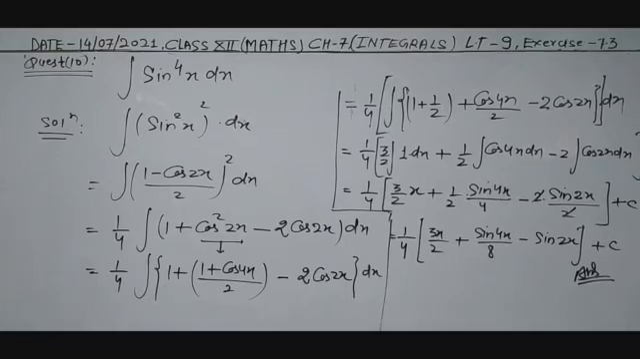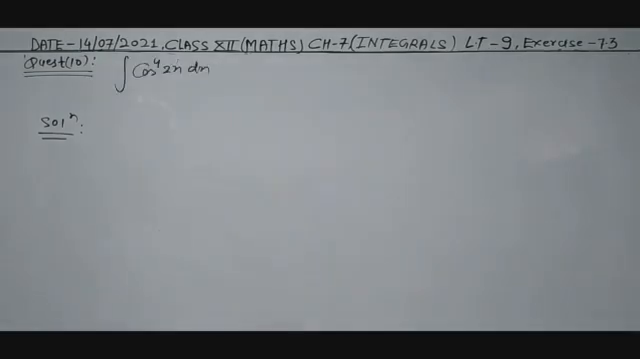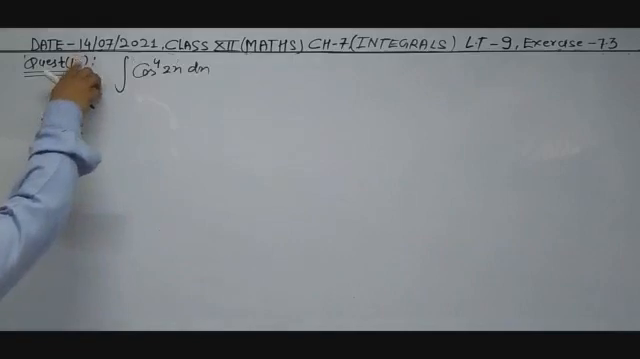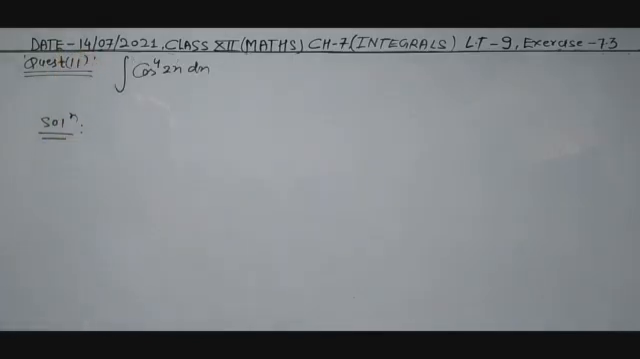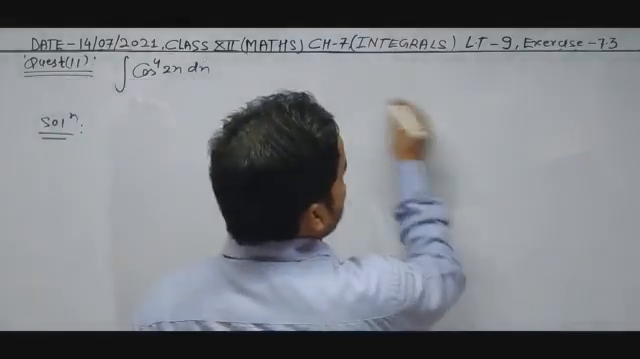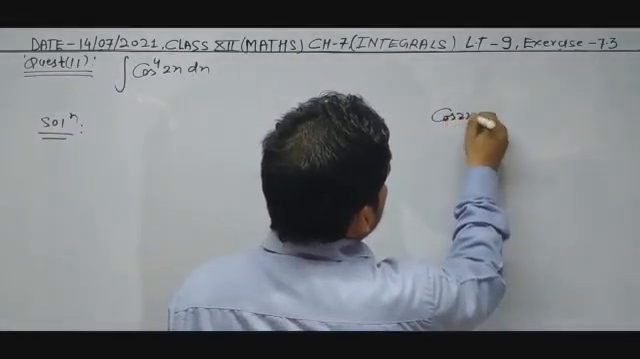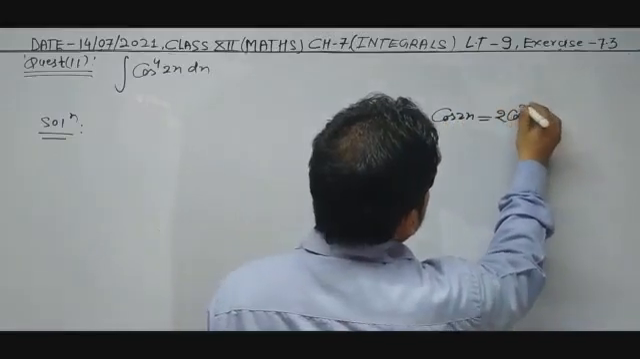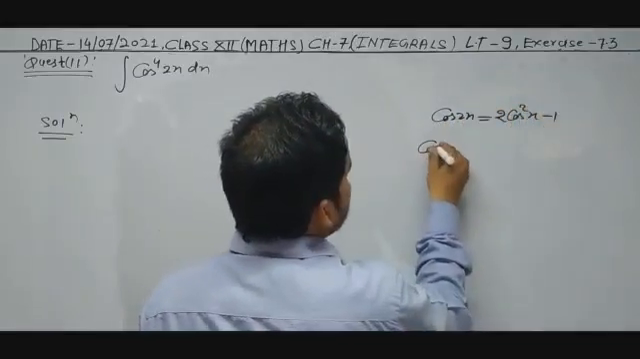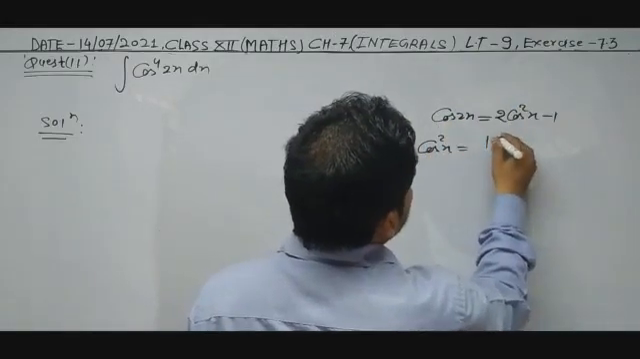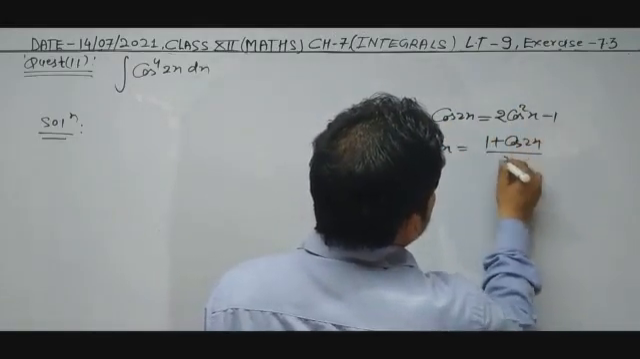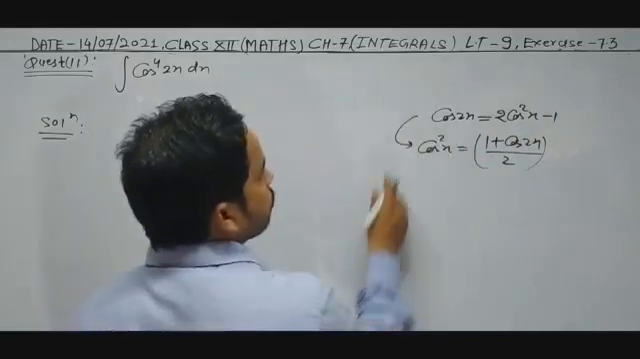Now come to the next question. Question number 11 is integration of cos to the power 4 of 2x dx. Again I will apply the formula on this function. You know, cos 2x is 2 times cos square x minus 1, and cos square x can be written as (1 plus cos 2x) by 2 from this term.